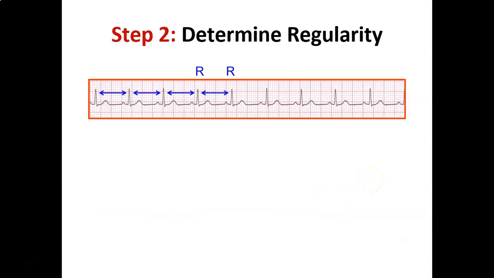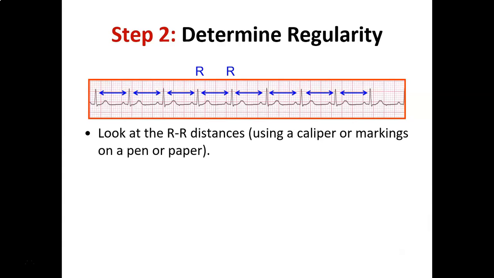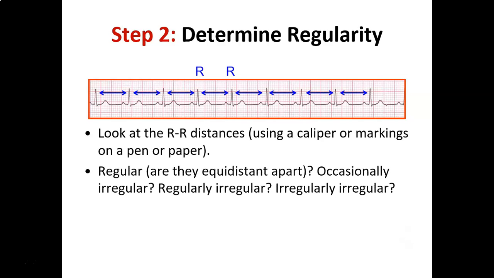Assess the regularity. This is your step 2. It means look at the RR distances. You can use a caliper or a marking on a pen or a paper. Rhythm can be regular when the RR waves are equidistant. Occasionally they can be irregular, regularly irregular or irregularly irregular, but broadly they can be regular or irregular. So in this rhythm strip, what's your interpretation regarding the regularity? Yes, this is a regular rhythm.